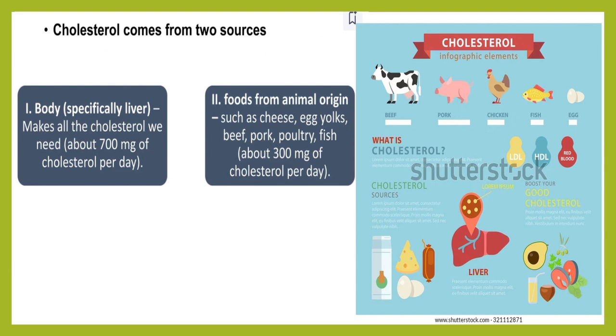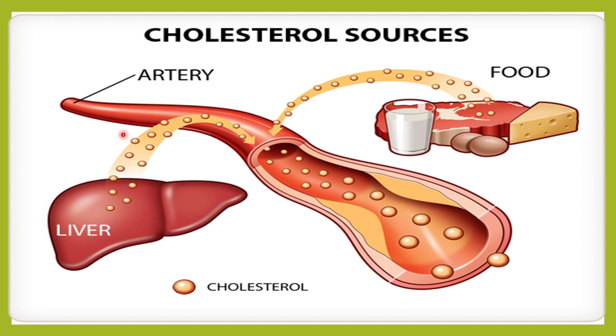So how do we get the cholesterol into our body? One is, the body makes cholesterol, specifically the liver. It makes around 700 milligram of cholesterol per day. And second is the cholesterol we get from animal origin, such as cheese, egg, beef, pork, poultry, fish, etc. They also give the body cholesterol, around 300 milligram per day. So you can see the cholesterol flowing in the circulation comes from synthesis in the liver and also from the dietary source.